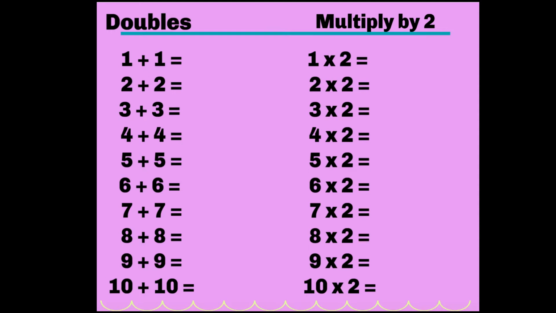The first math vocabulary that you should understand when dealing with multiplying by 2 is the word doubles or double. So here is a good math clue for you to understand: when you are multiplying by 2, you are just doubling the number.